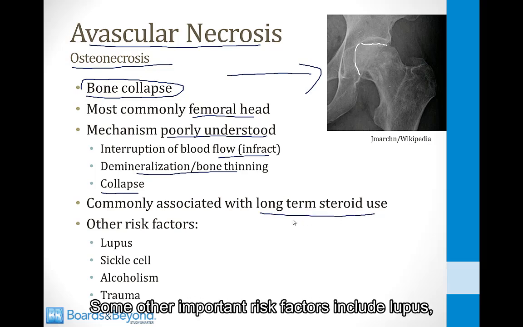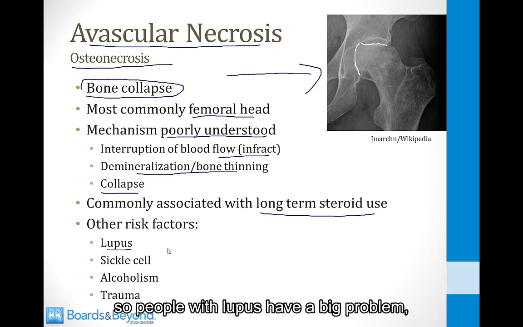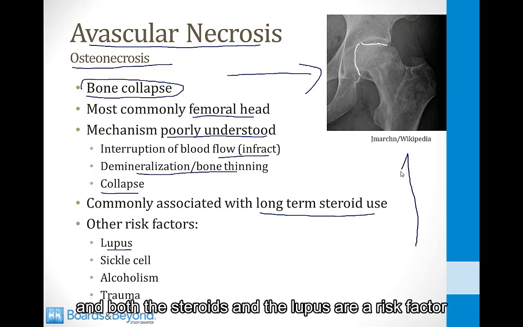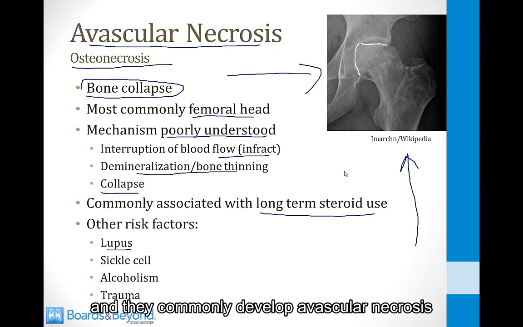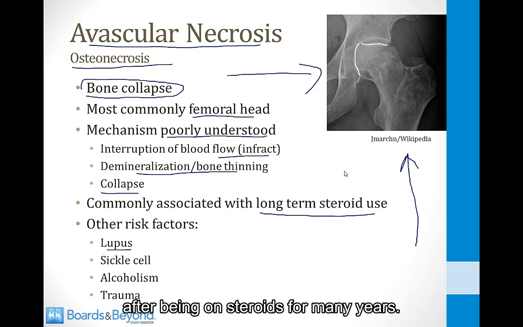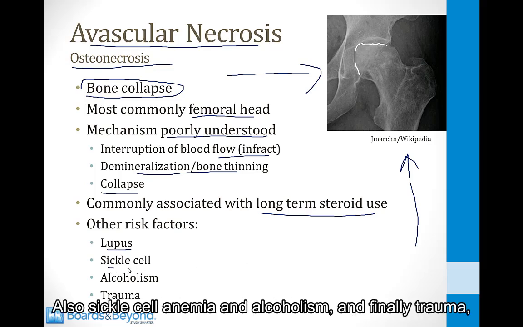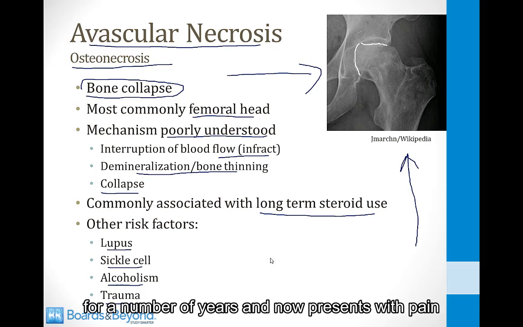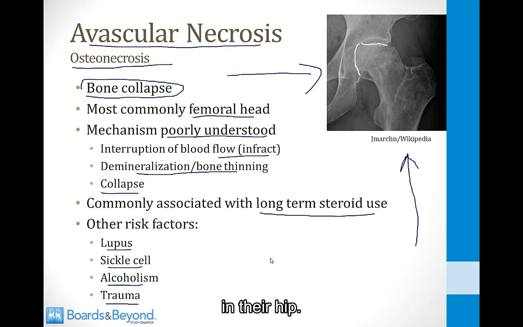Some other important risk factors include lupus. So people with lupus have a big problem because they need steroids for treatment of their lupus, and both the steroids and the lupus are a risk factor for this condition, and they commonly develop avascular necrosis after being on steroids for many years. Also sickle cell anemia and alcoholism, and finally trauma. And the way this will usually present, particularly in a board question, is someone who has been on steroids for a number of years and now presents with pain in their hip.